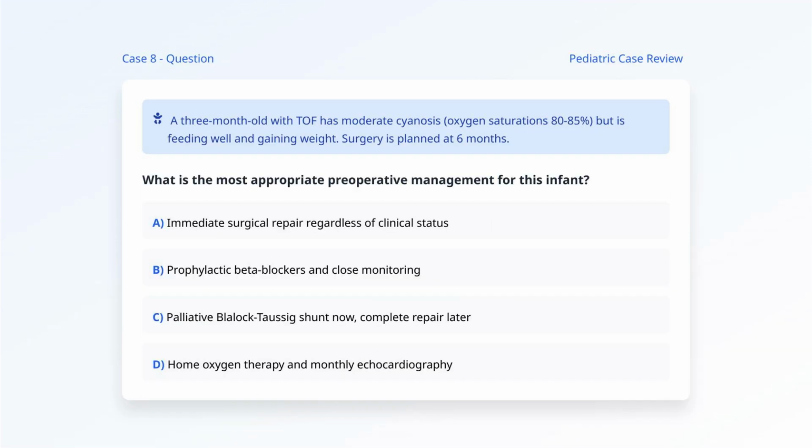Our 8th case involves a 3-month-old with TOF who has moderate cyanosis with oxygen saturations 80 to 85%, but is feeding well and gaining weight. Surgery is planned at 6 months. What is the most appropriate preoperative management for this infant?